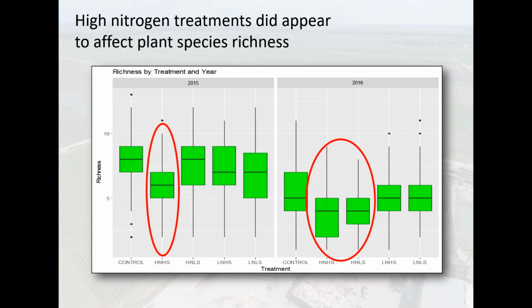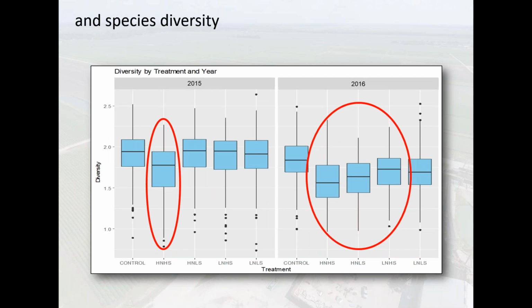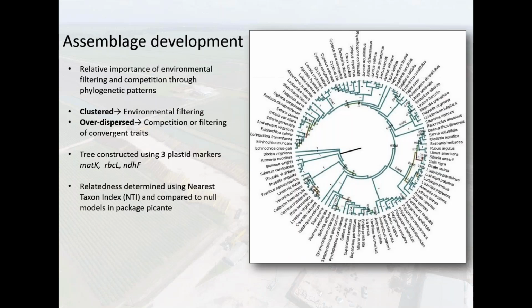However, when we started examining assemblage metrics associated with the different treatments, we see that high levels of nitrogen decrease species richness. You see richness on your y-axis and our treatments on the x-axis: control, then H stands for high, N is nitrogen, and S stands for sediment. We see that high levels of nitrogen decrease species richness in mesocosms over the study period, both in 2015 and then again in 2016, and that any increases in nitrogen and sediment levels over the control resulted in decreases in diversity. So with high levels of nitrogen over our control, we see a decrease in diversity over time.